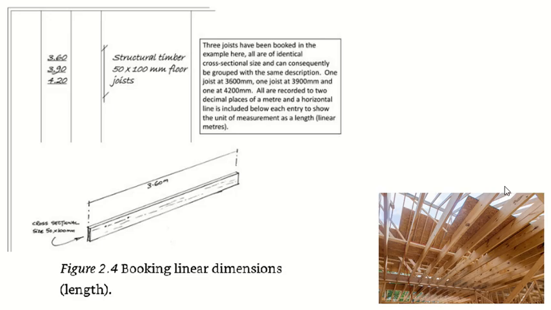I mentioned it earlier as well. We are only mentioning here the length. 3.6, 3.9, 4.2 is the length. So what else do you need? You need the cross section, right? The cross section is, you can see here, fixed.